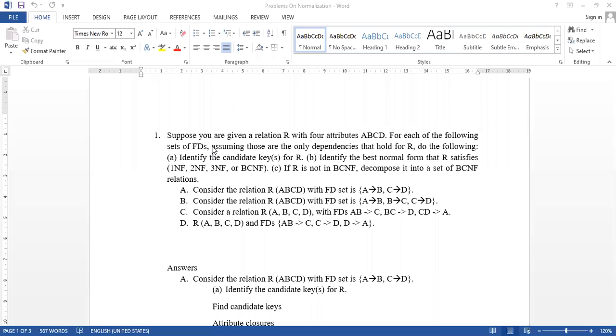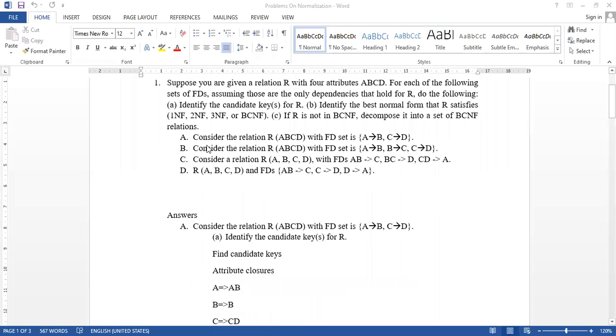Okay. Suppose you are given a relation R with four attributes A, B, C, D. For each of the following sets of FDs, assume those are the only dependencies that hold for R. Do the following. First, find the candidate key for R, and identify the best normal form that R satisfies. Whether the given relation is in first normal form, second normal form, 3NF, or BCNF. If R is not in BCNF, then convert it into BCNF relations, right?